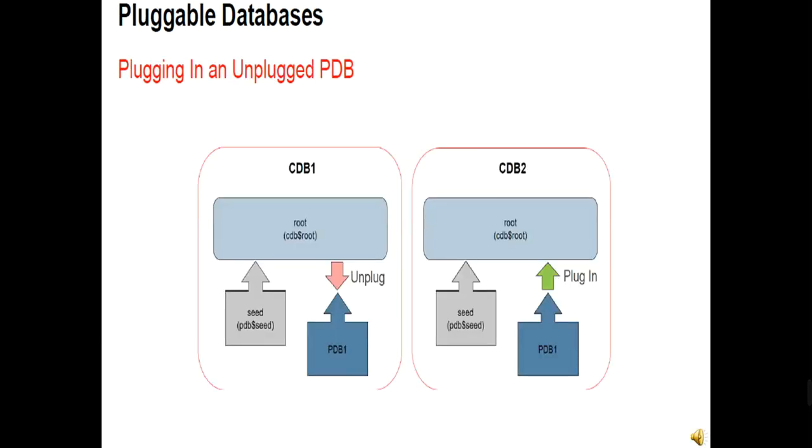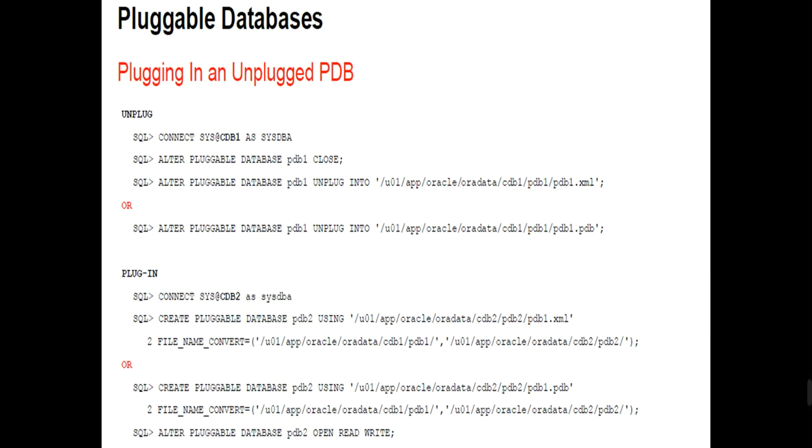Plugging in an unplugged PDB, we can see it in a brief manner. Unplug: connect as SYS, alter pluggable database PDB close. Alter pluggable database PDB1 unplug into an XML file, or alter pluggable database unplug into a PDB file; we can do it either of these two ways. Then connect to the target side and create a pluggable database PDB2 using that XML file.